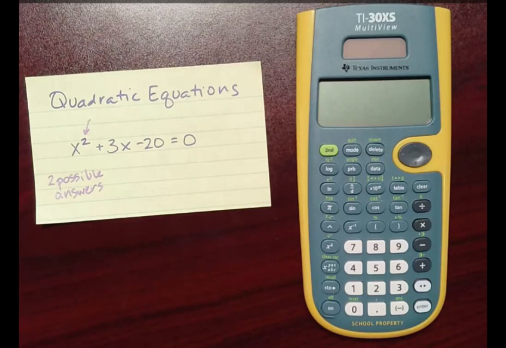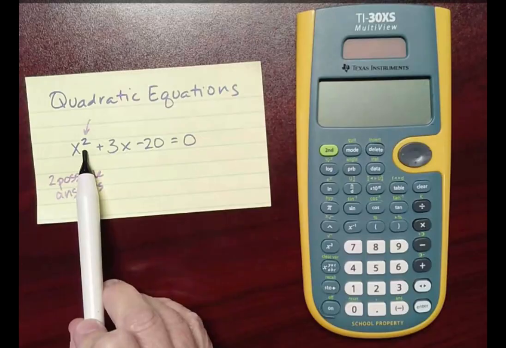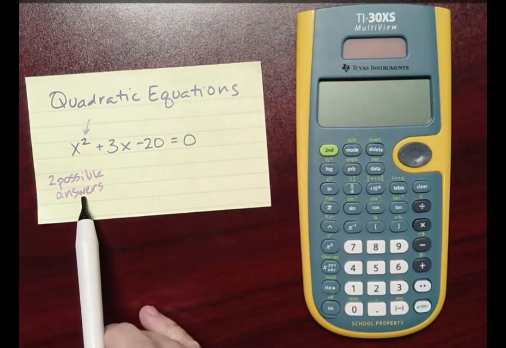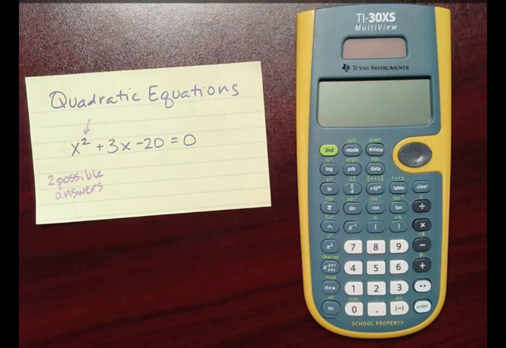The equations we've looked at so far have all been linear equations. Those are equations where x is to the first power and there's only one possible answer. There's only one solution, one answer that will give you the desired answer you're looking for in that equation. But with quadratic equations, those are equations where the x is squared. And because the x is squared, a lot of times there are two possible answers. There's not always two possible answers, but in a lot of cases there are.